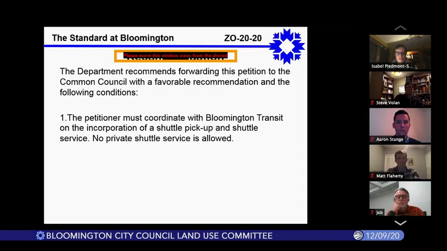So that condition was in line with some of the recent approvals that the council and the land use committee has heard regarding the incorporation of private shuttles. This condition is not a requirement that they have to fund a route, but just that they are not allowed to use their own private shuttle. But if they do, they need to coordinate with Bloomington Transit. So with that, I am happy to answer any questions, and I believe the petitioner has a presentation as well.